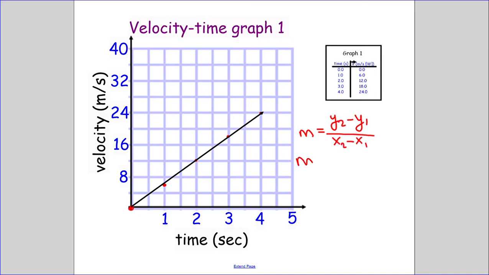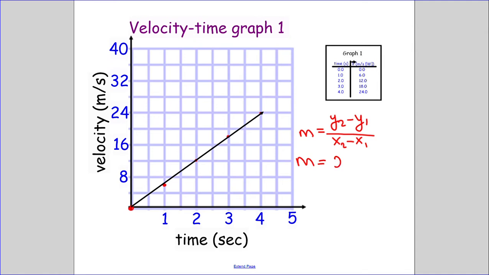So if I took any 2 points from my graph and plugged them into here, that would tell me what my slope is. So let's just take the first couple of points. We have a straight line here, or the first and the last point even. I'm going to take 0, 0, and I'm going to take 4 and 24.